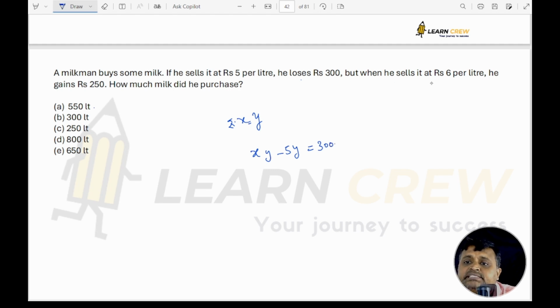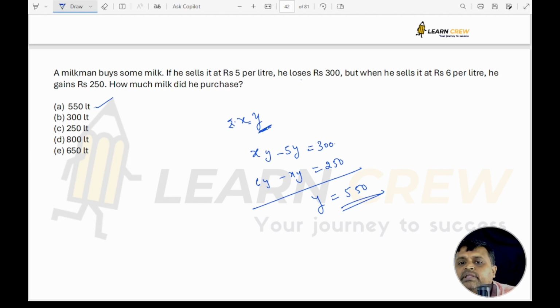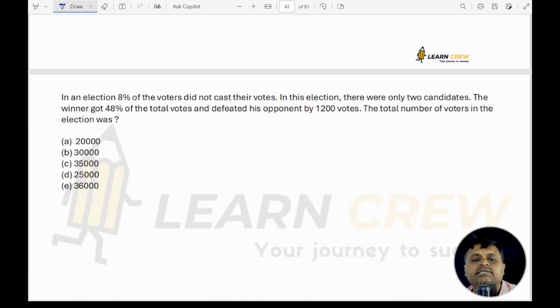And when he sells at 6 rupees per liter, there is a gain of 250. So you can say 6y minus 5y, selling price minus cost price, is how much? 250. So if you simply subtract these two, 6y minus 5y, y is equal to 550. So the answer is 550. The quantity of milk he purchased is y liters, that is 550 liters. That is the answer. Now next question.